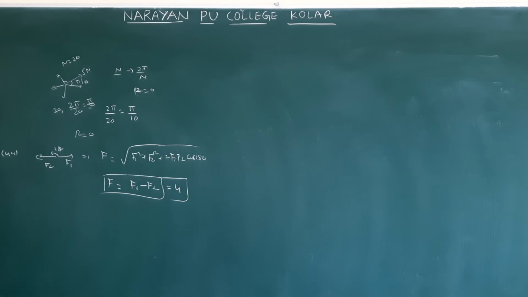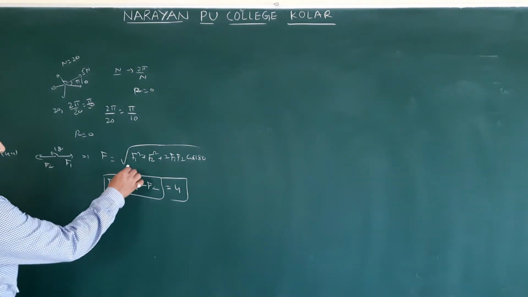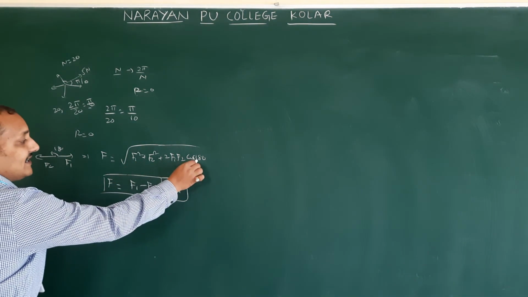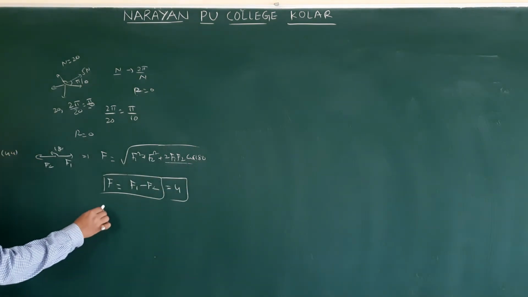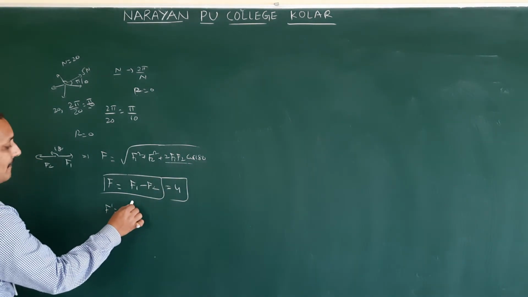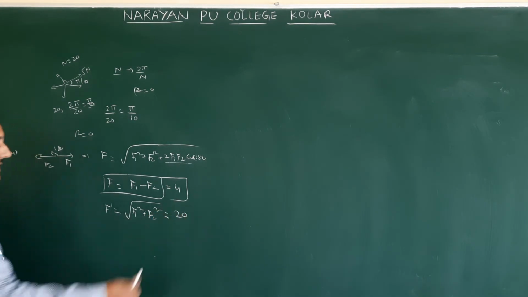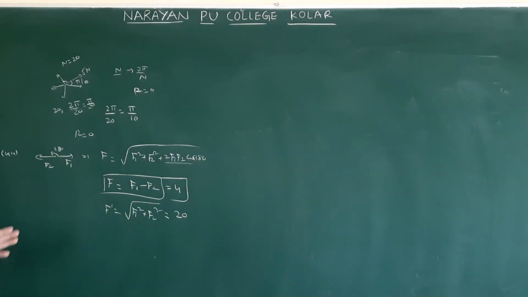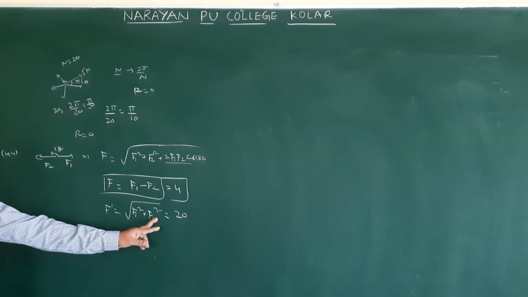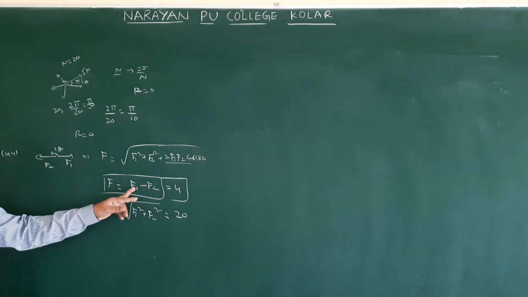When both vectors are perpendicular, perpendicular means theta value is 90, then this term is going to become 0. Then F dash equals root of F1 square plus F2 square equals 20. So perpendicular means this is the formula: root of F1 square plus F2 square equals 20. So they are asking for the F1, F2 values.